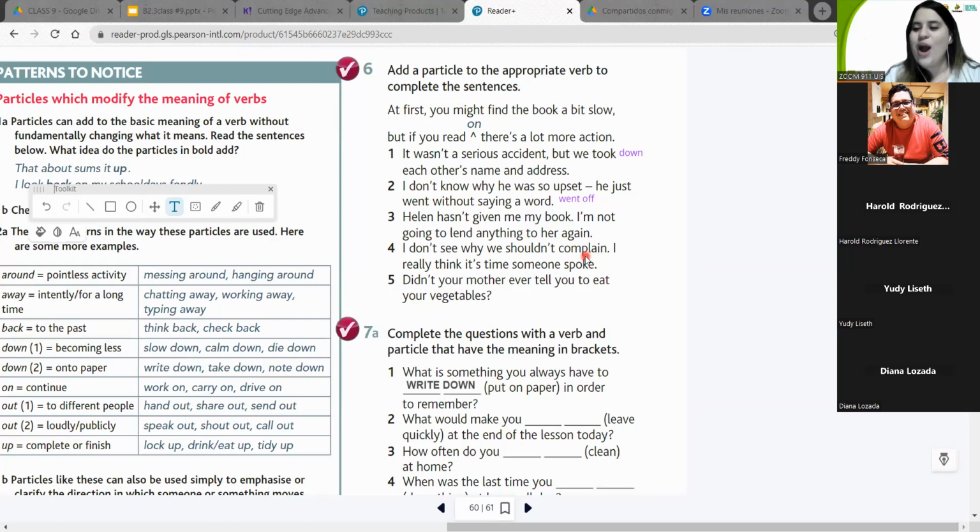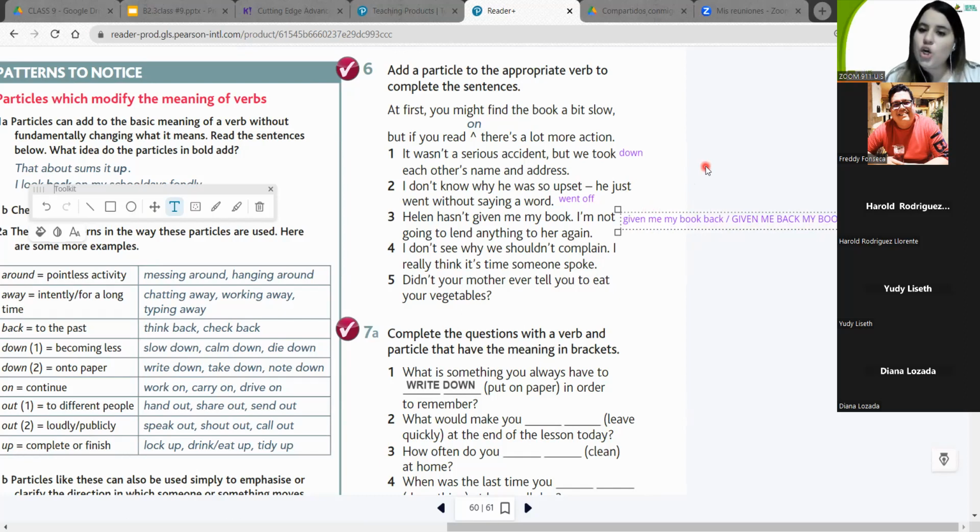Why did you all look only at the second one? Why don't you look at the first sentence? Let's see the first sentence. Helen hasn't given me my book. So Helen hasn't given me back my book, or given me back, or given my book back. So those options are possible. We can separate the verb and the particle in this sentence in particular. So I'm going to write them here. Helen hasn't given me my book back, or hasn't given me back my book. Okay, separate or together.